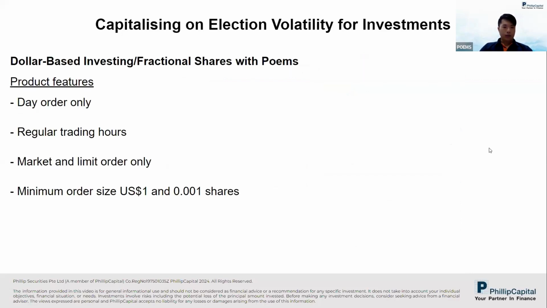So to sum it up, for the product features, dollar-based investing and fractional shares with Poems only allow day orders. They are only available for regular trading hours, only market and limit orders, no stop orders. And the minimum order size is $1 USD or 0.001 shares. So that is to sum it up for fractional shares.